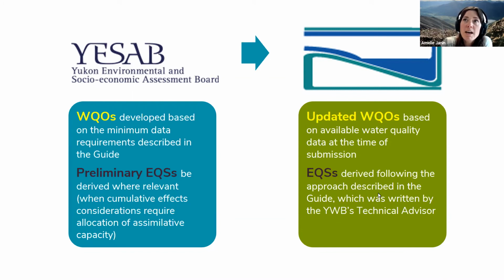Both YESAB and the Yukon Water Board were involved in some capacity in the development of this guide, or actually I should say the staff from YESAB and the staff from the Water Board Secretariat were involved in the development of this guide from the very beginning. So we expect that both the assessors and the licensing officers are going to use the guide, as well as Yukon government. When we review a project at either stage, we are going to use the guide at the same time. So if we go to the next slide.